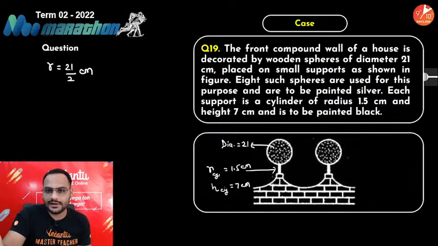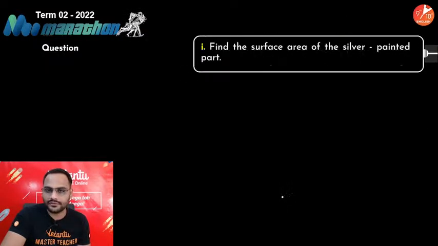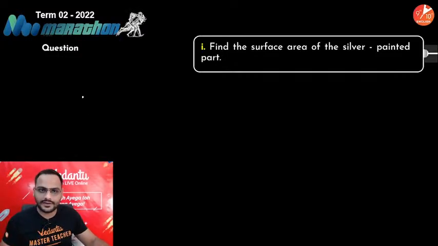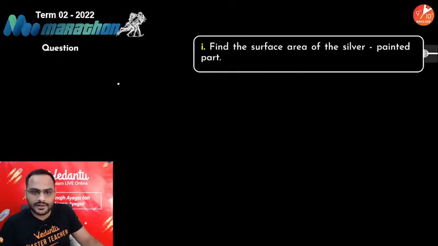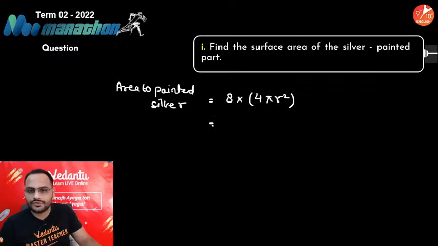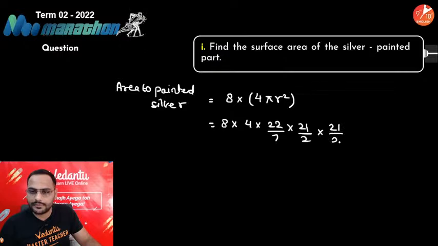So obviously if there are 8 spheres, cylinder भी 8 होंगे. It's pretty clear. If there are 8 spheres, cylinder will also be 8. First, find the surface area of the silver painted part. That means surface area of sphere. So area to be painted silver will be 8 spheres, and each sphere is 4 pi r square. So 8 times 4 pi into r square, 21 by 2 into 21 by 2.